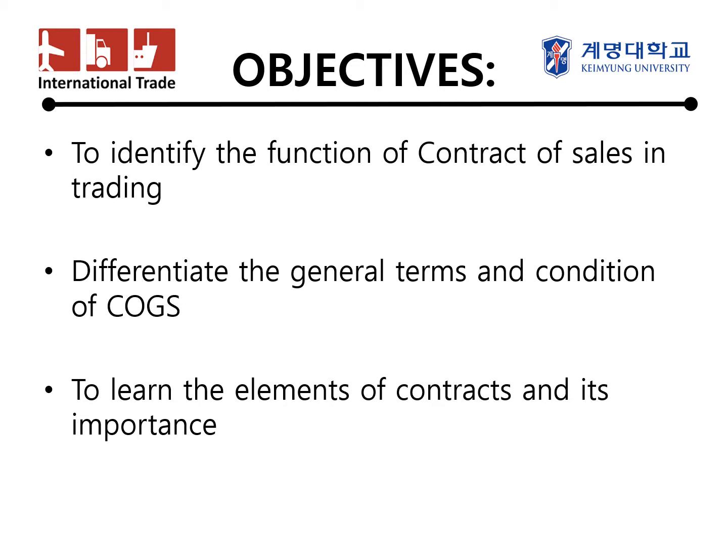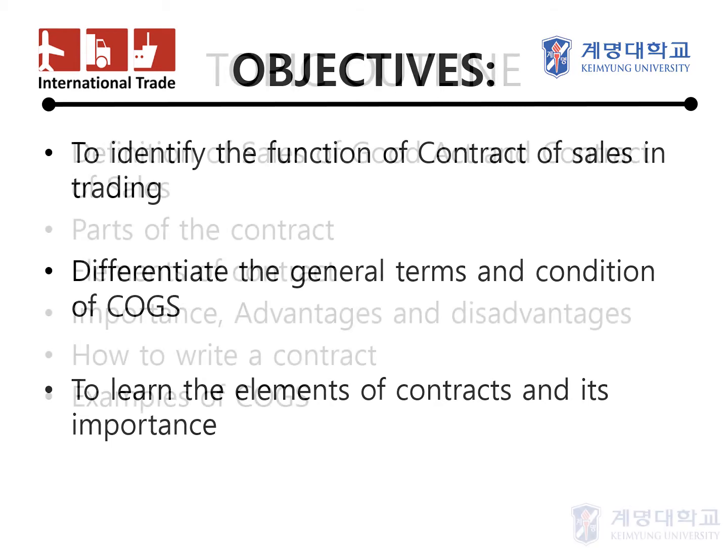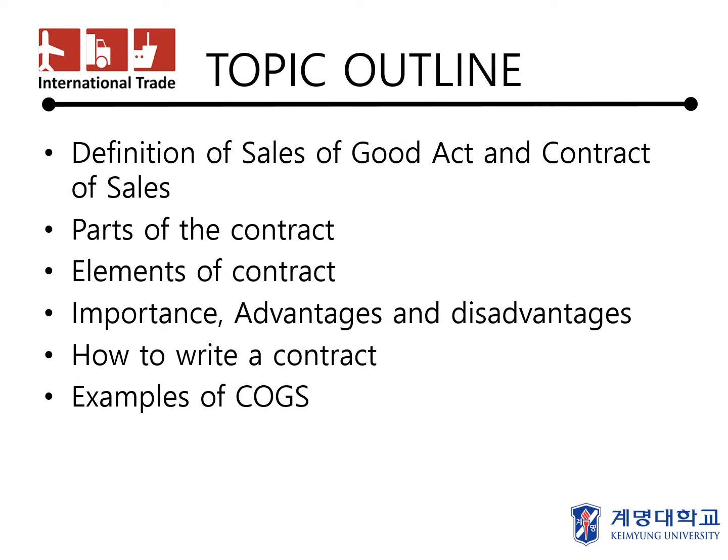Now we're going to discuss in detail what is inside the contract, and we're going to give a glimpse of how we can write a good contract of goods and sales. The coverage of our discussion includes the definition of contract of goods and sales, the parts of the contract, the elements of the contract, its importance, advantages and disadvantages, and particularly how we are going to write the contract. I'm going to give you some examples of contract of goods and sales at the latter part of this discussion.